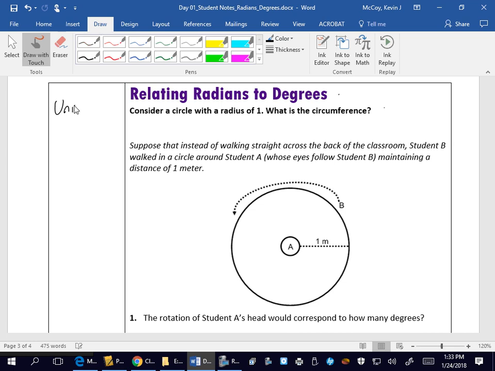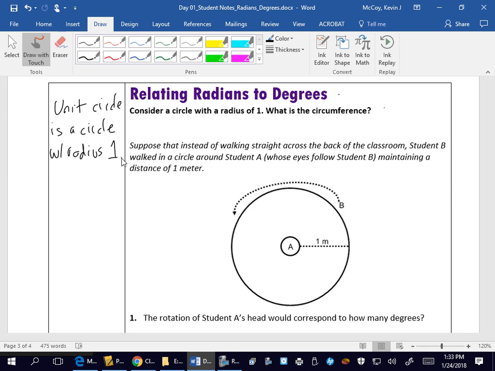A unit circle is a circle with radius 1. And the fact that they call it a unit circle is because the radius is 1. 1 indicates a single unit of measurement. So that's what's called the unit circle. It's because it's got a radius of 1.